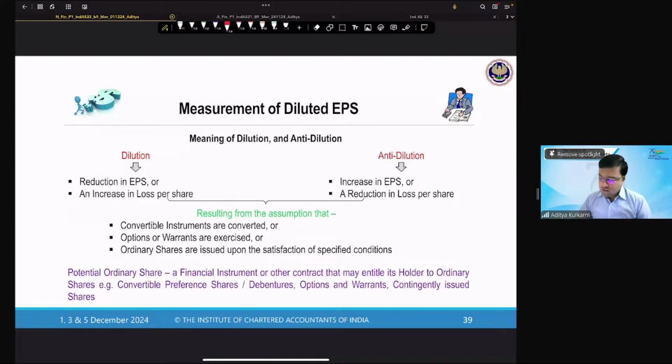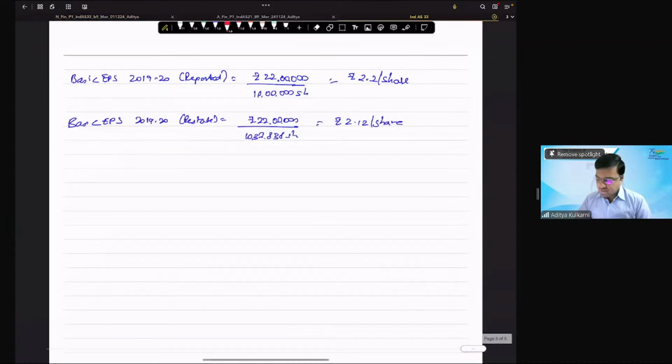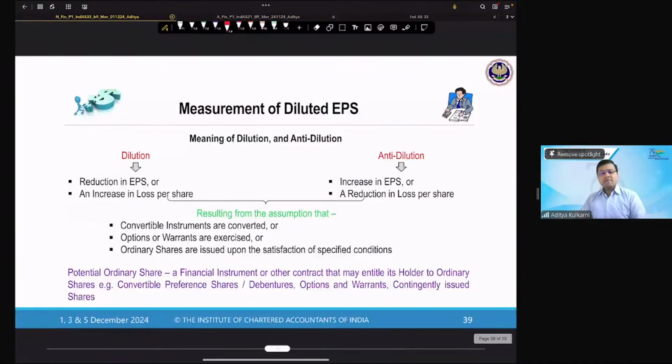Anybody has any doubts till now? Whatever we have discussed, any doubts? No doubt? Okay, so we assume that whatever is covered till now, there are no doubts. And let us proceed to the next category of discussions.